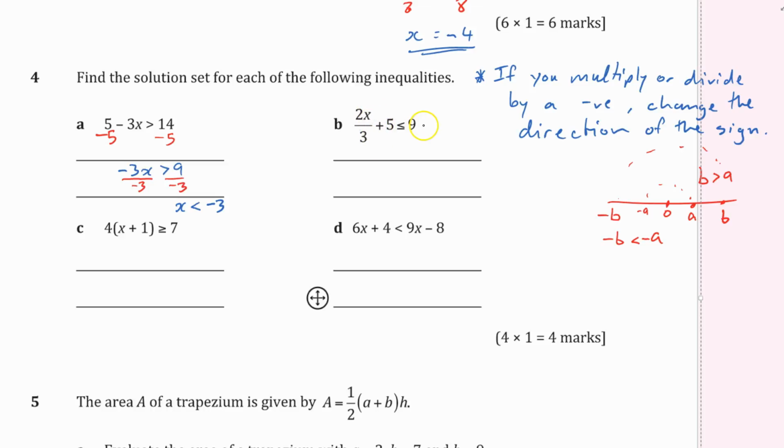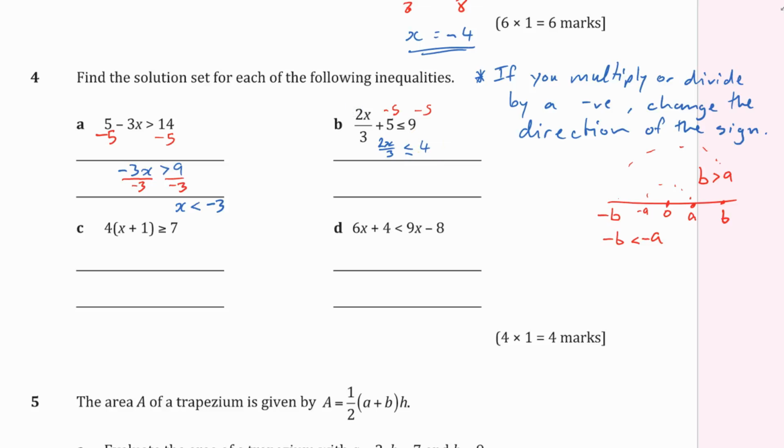2x over 3 plus 5 is less than or equal to 9. First step, get rid of whatever's got the least to do with my x. I'm going to subtract 5 from each side. Now I have, oh, where's my blue pen gone? It was doing this earlier too. 2x over 3 is less than or equal to 4.